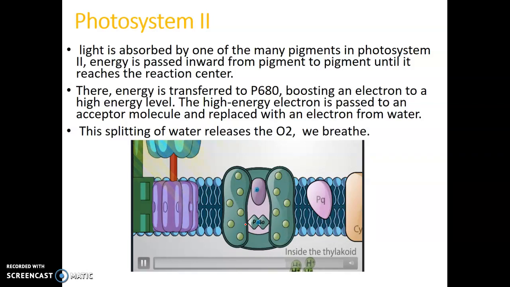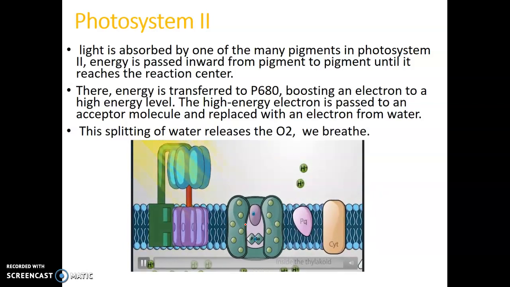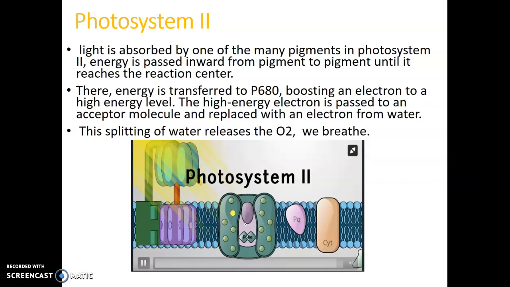Now, this produces a gradient of a large amount of hydrogen protons inside the thylakoid membrane. And so now that gradient is going to want to move to its lower concentration through a protein channel called ATP synthase. The movement of these protons through the ATP synthase is called chemiosmosis, and it allows us to take ADP and add an extra phosphate to form ATP, the energy molecule that's going to be used in the Calvin cycle.